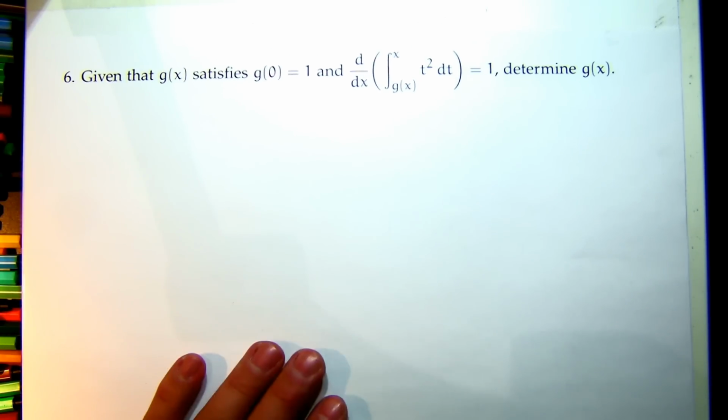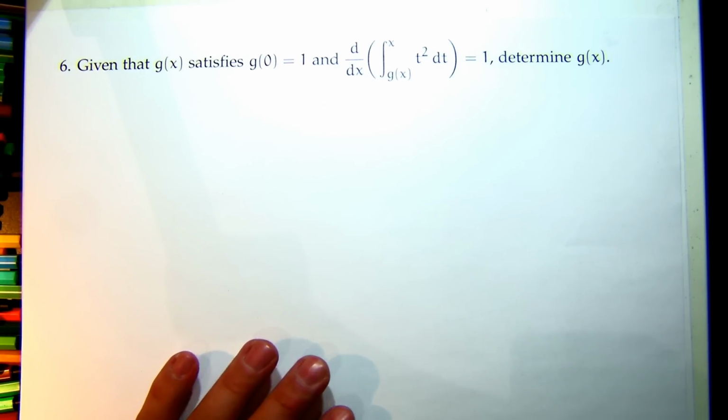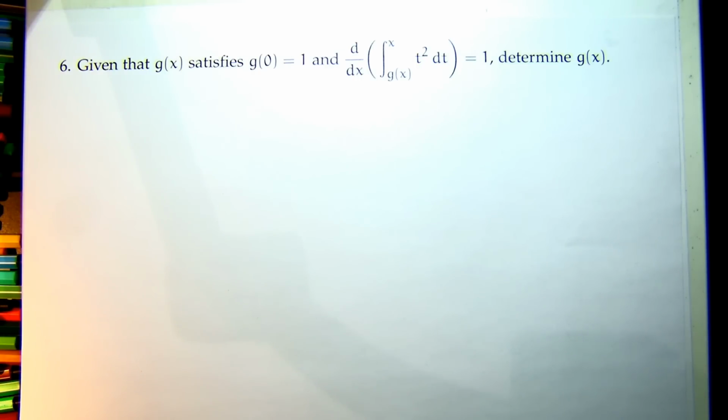Now, number 6 is kind of an interesting problem. So we're given that g of x satisfies some information. g of 0 is 1, and the derivative of the integral from g of x up to x of t squared dt is 1. And the question is, let's determine g of x. So a priori, we don't really know what it is. It's probably something pretty nice, but you never know until you try it. Let's go ahead and start by taking this derivative.